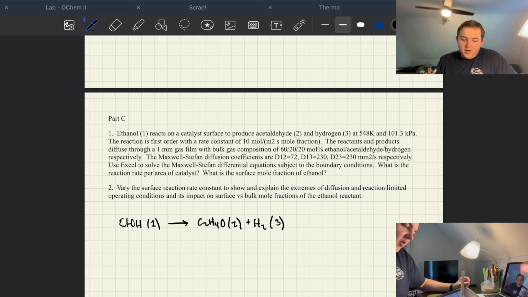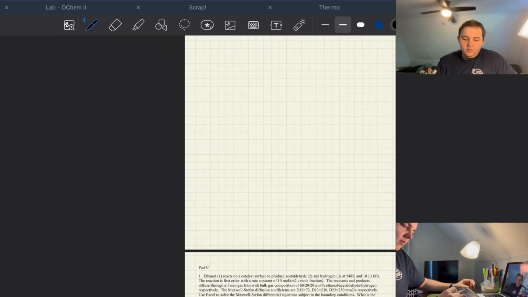The reactants and products diffuse through a 1 millimeter gas film with bulk gas composition of 96, 2, 2 mole percentage, ethanol, acetaldehyde, hydrogen, respectively. And then we have our Maxwell-Stefan coefficients, and we need to use Solver like we did in part B to show our answers.